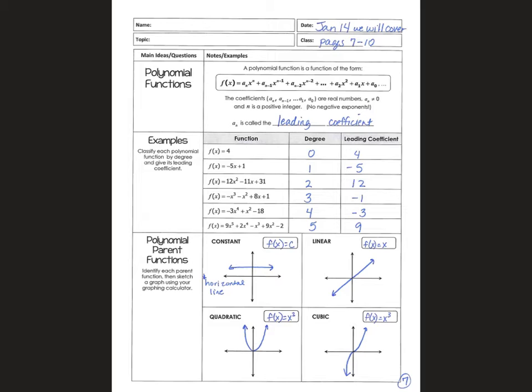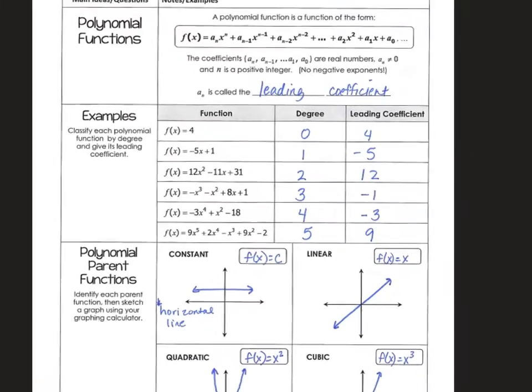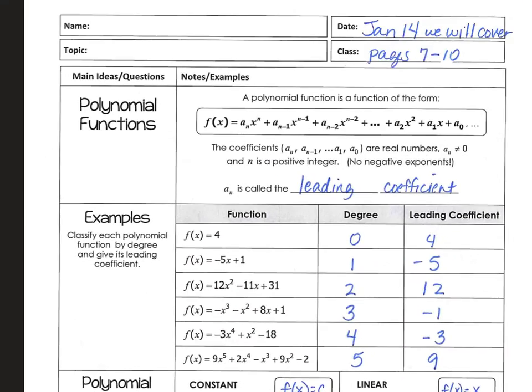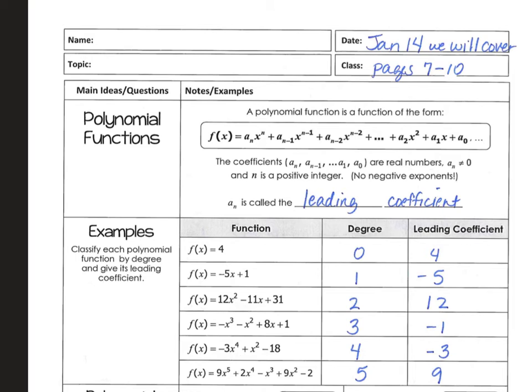Okay, so today's video is going to go through pages 7 through 10 of your packet. If you have not picked up a packet yet, this is the part where you really kind of need one because this stuff is really hard to write in by hand. So we're going to go through the notes and then I'm going to talk about graphing by hand as well.